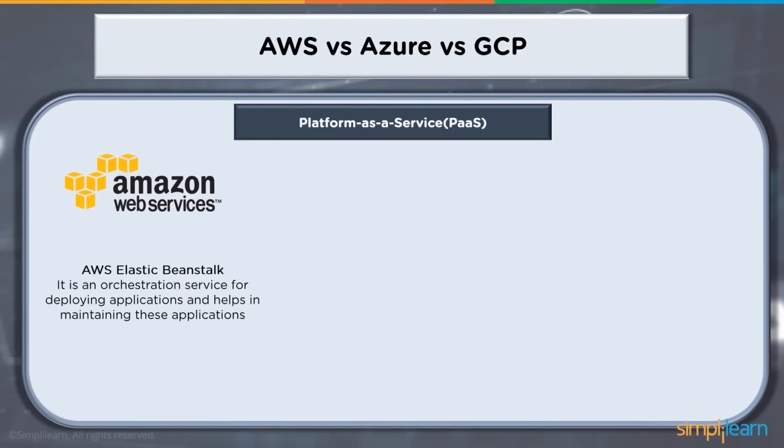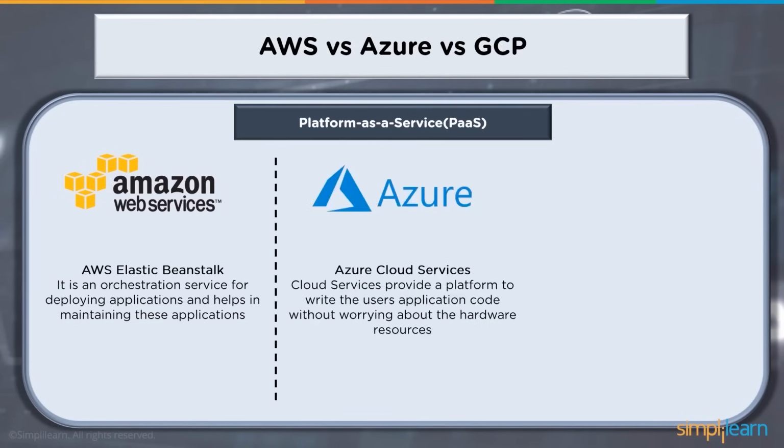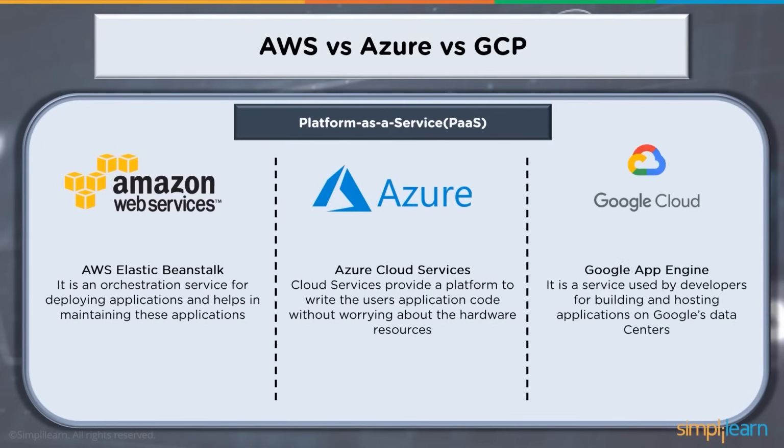When we talk about platform as a service, Amazon has a platform as a service offering which we call Elastic Beanstalk. It's an orchestration service for deploying applications and helping in maintaining these applications. Azure Cloud Service provides a platform to write the user application code without worrying about the hardware resources. Google App Engine is a service used by developers for building and hosting applications on Google's data centers.